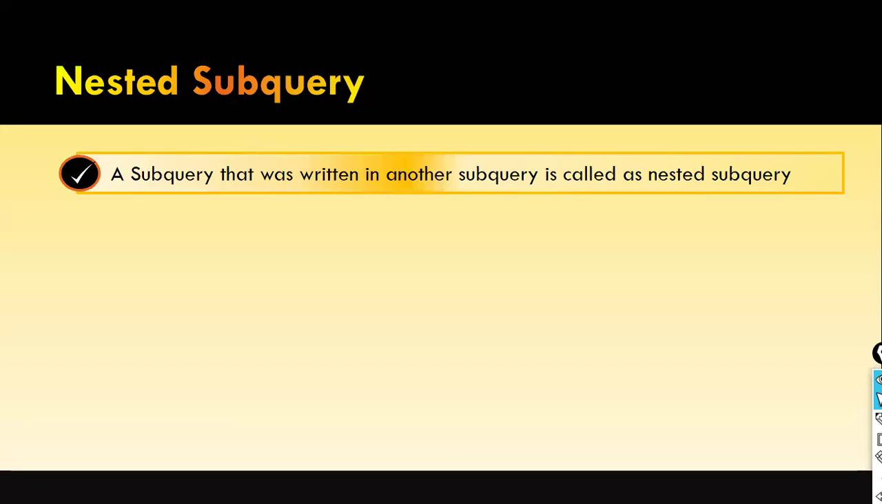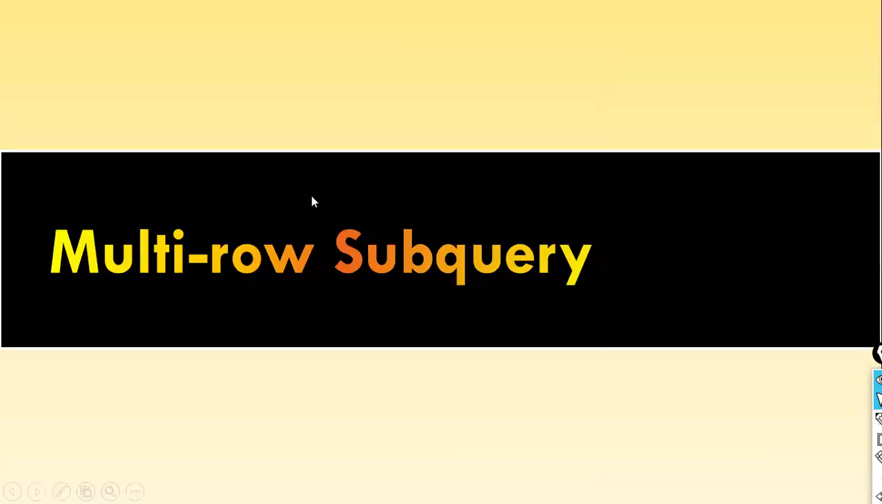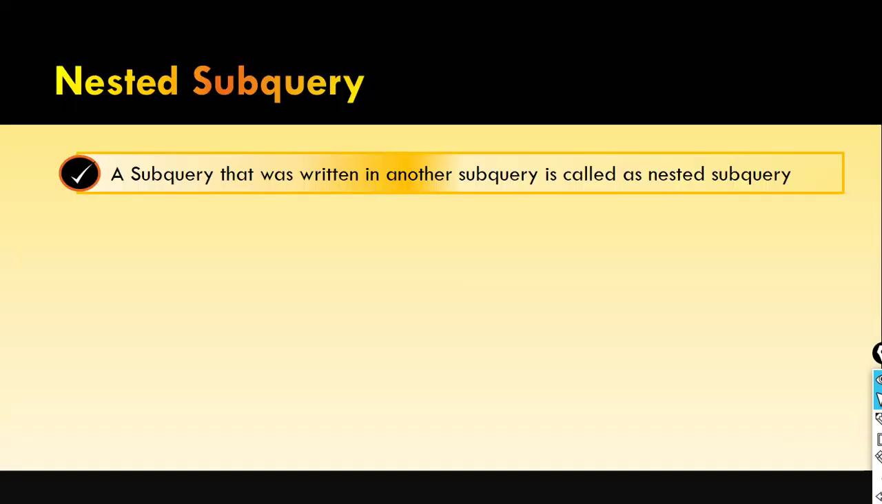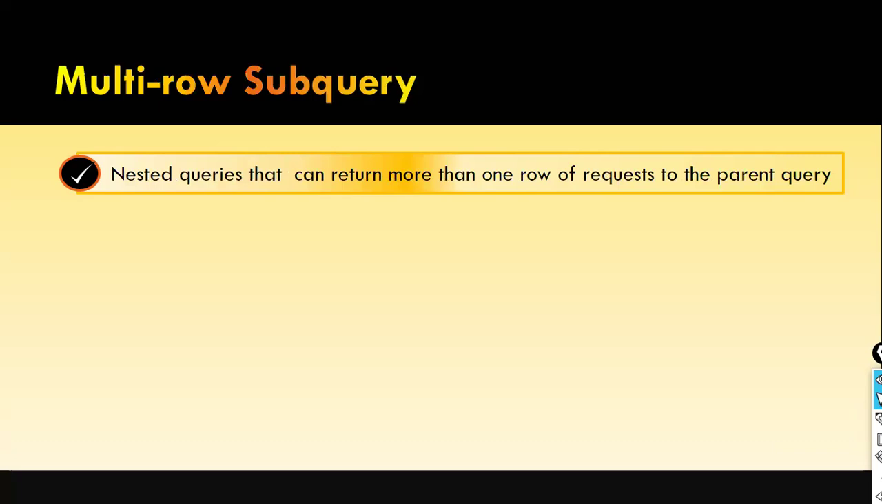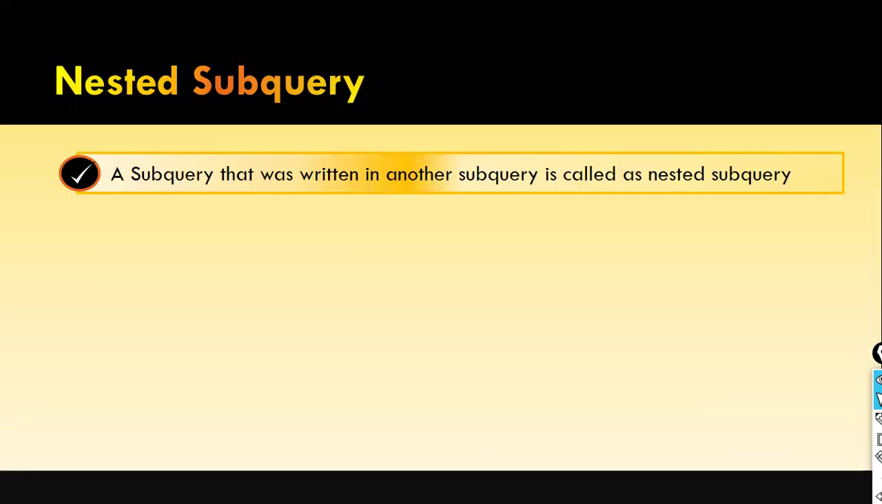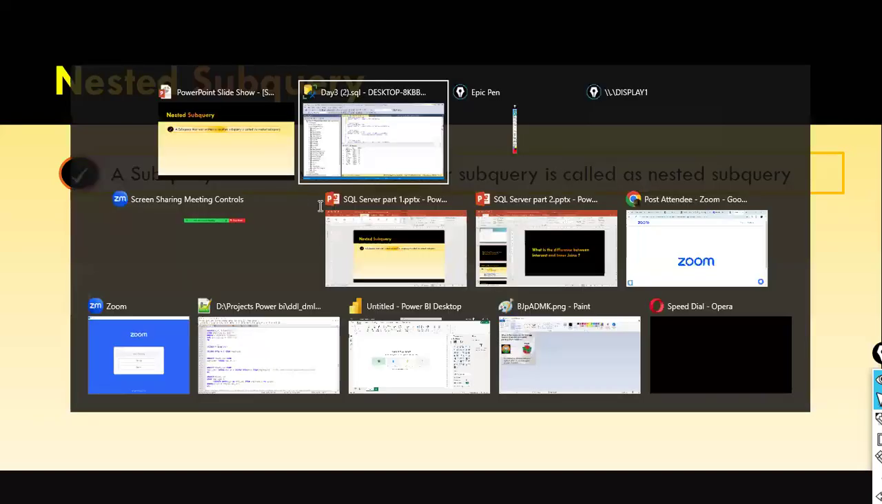So what is a nested subquery? A subquery inside another subquery. You can nest a subquery also. That means you can put a subquery inside another subquery, and that is called a nested subquery. And the next one is multi-row subqueries. In this case, the nested subquery can return more than one row to the parent query. That is called a multi-row subquery. As the scalar subquery returns only one value, multi-row subqueries can return more than one row to the parent query. A nested subquery is nothing but a subquery inside another subquery.